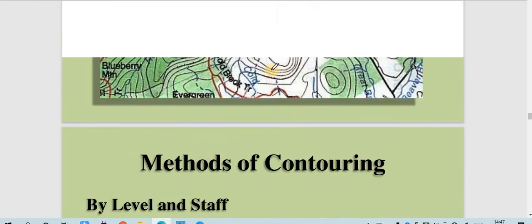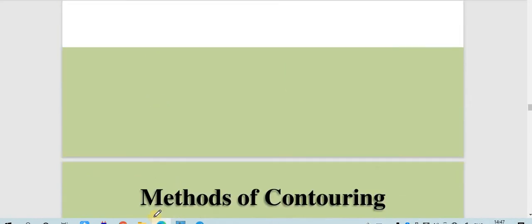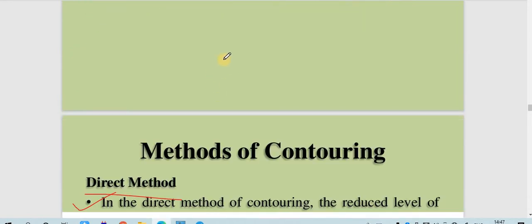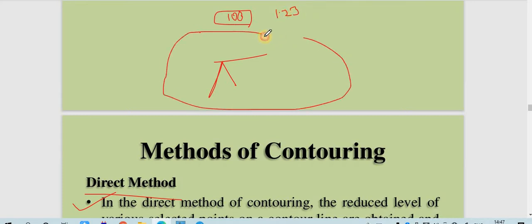In this method, what you have to do is, suppose you are doing a survey in which you have your instrument, okay, and we have to draw a contour of 100 meter. Suppose for finding out the 100 meter reduced level, we have to get the reading on the leveling staff as 1.23. So in this particular area you will have to find out the location where the value of 1.23 is coming, okay.